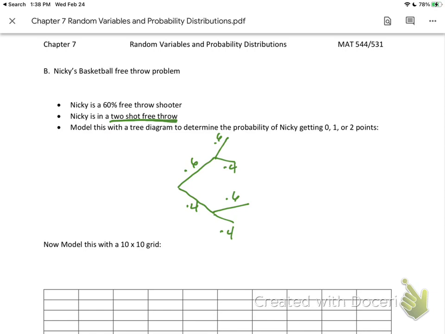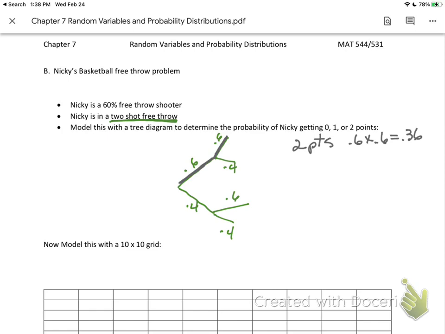Okay, if she's going to be able to get 2 points, where is she going? She's going to go down the success line and then again down the success line. So 2 points is going to be the gray, and that's going to be a probability of 0.6 times 0.6, which is 0.36.